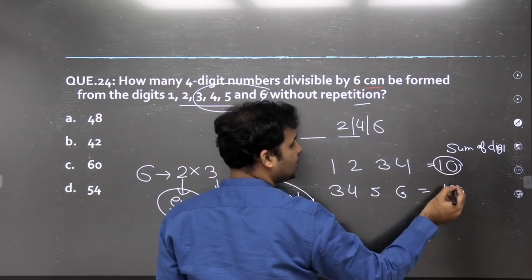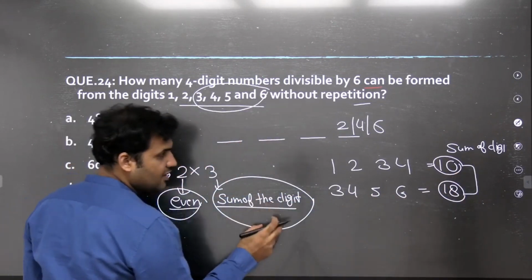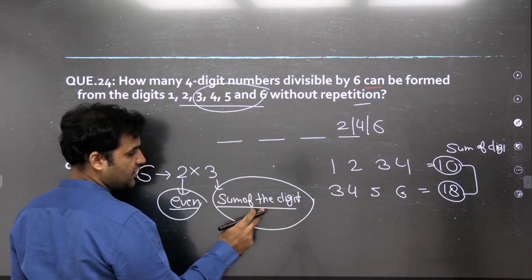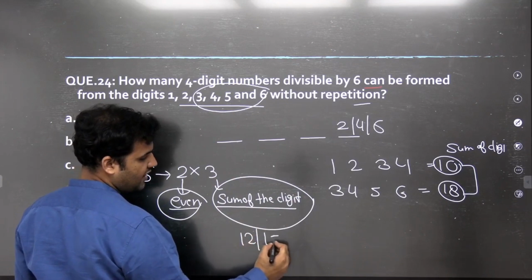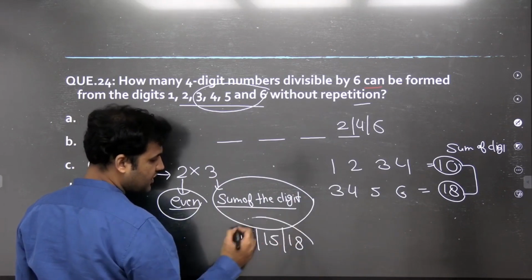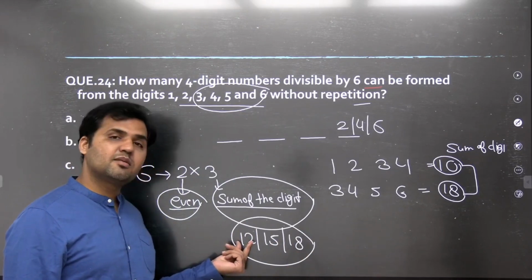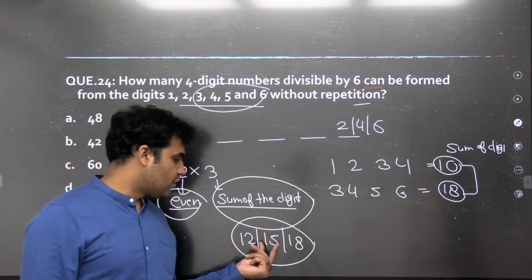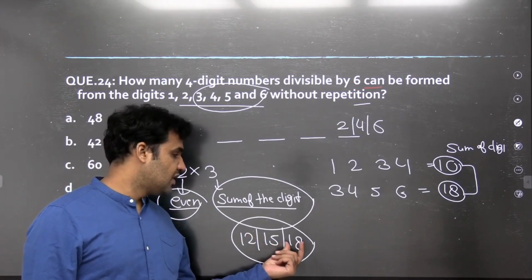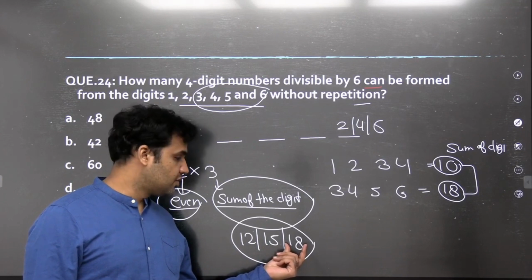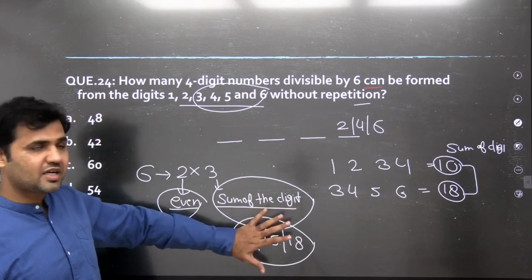Now guys, between 10 and 18, the numbers which are multiples of 3 will be 12, 15 and 18. Now I have to see what are the 4 digits that I have to use to make sure the sum of digits is 12. What are the 4 digits that I will have to use to make sure the sum of digits is 15? What are the 4 digits that I will have to use to make the sum of digits 18? So I hope till this point it is clear.